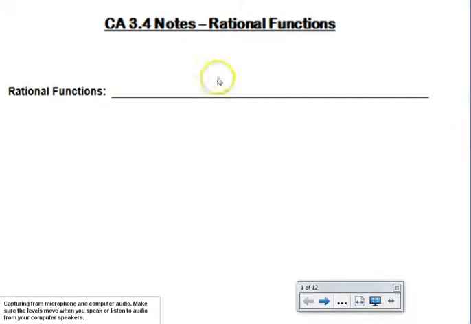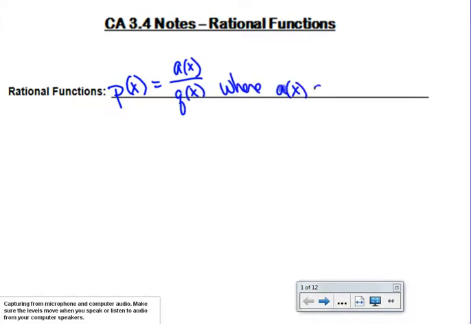Lesson 3.4 is discussing all types of rational functions. So a rational function has kind of an interesting definition. If I gave you an algebraic definition, p of x, a rational function, would be a of x over q of x, where a of x and q of x are both polynomials. So basically what you have is a division of two polynomials.